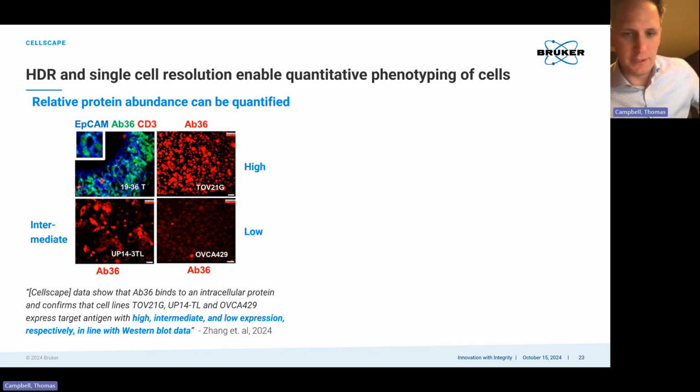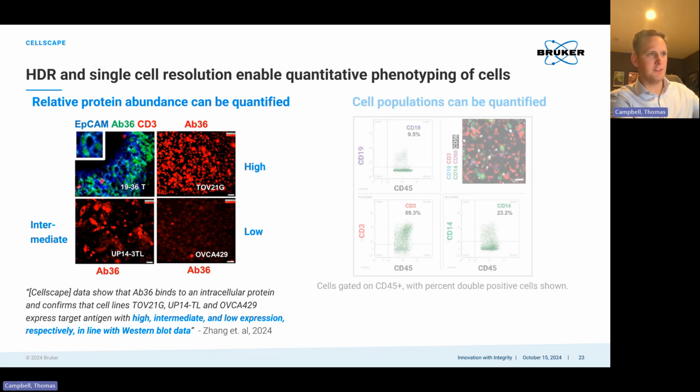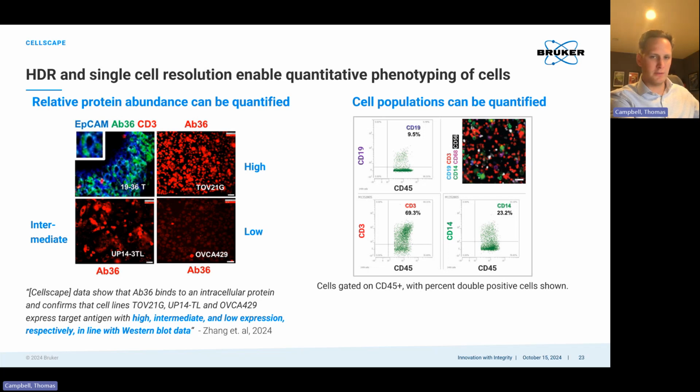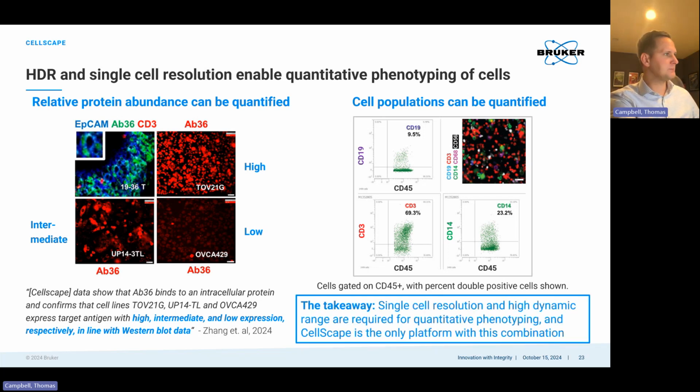So that's the why. If we look at a really specific example, this is a user who was able to, in their validation data, discern using cell lines high, intermediate, and low expression, which correlated to their ground truth Western blot data. And so what this shows you is, again, there isn't just a positive and negative phenotype, but there can be phenotypes that exist across the full continuum of expression range. And because of the high dynamic range image acquisition with CellScape, they were able to replicate this in their cell lines and then see this again in biological samples, again, looking at a full kind of continuum of expression ranges.